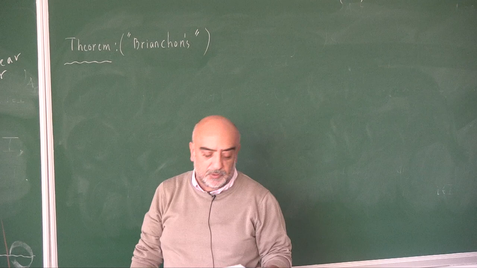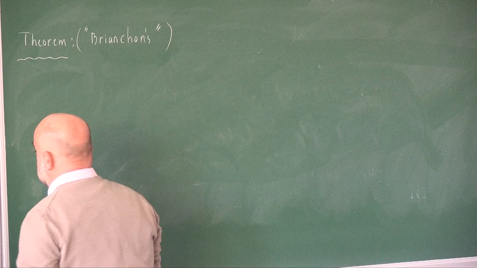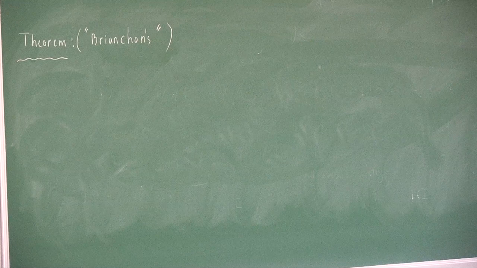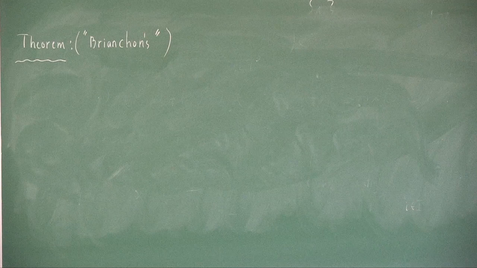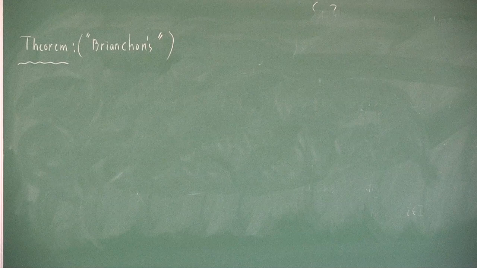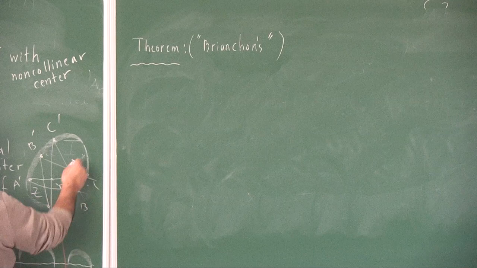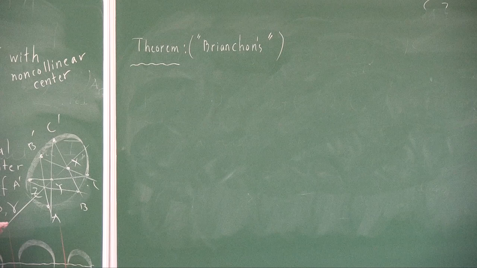Okay, so do you remember the Pascal theorem? If you take a conic section, and if you have got 6 points, let's say A, B, C, A prime, B prime, C prime on it, and if you join B, C prime and B prime, C, and obtain X, C prime, A and C, A prime, obtain Y, B prime, A and B, A prime, and obtain Z, so X, Y, and Z are collinear. That was Pascal's theorem.